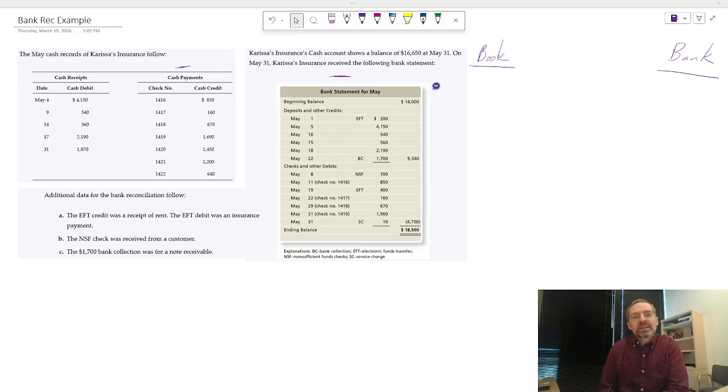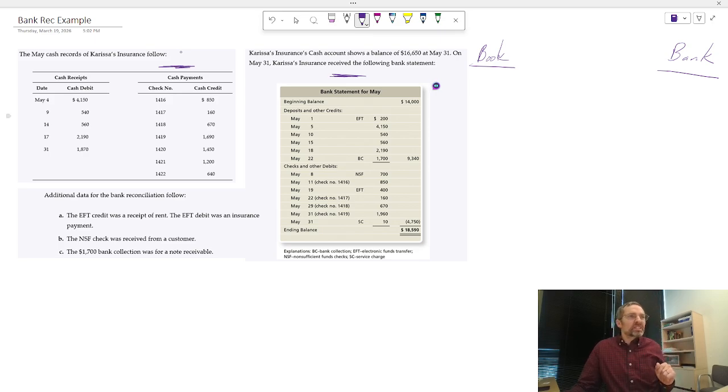Let's go through an example of how to do a bank reconciliation. In the last video, we said that we have our books and records on the left here and the bank statement on the right, and neither of them is right because both of them are missing some pieces. What we're trying to do is find out what is different between the two and how much cash we actually have.